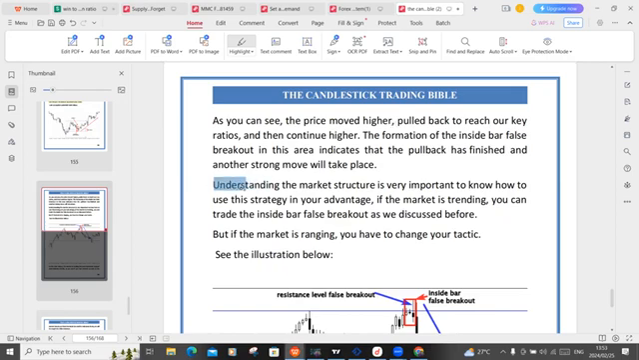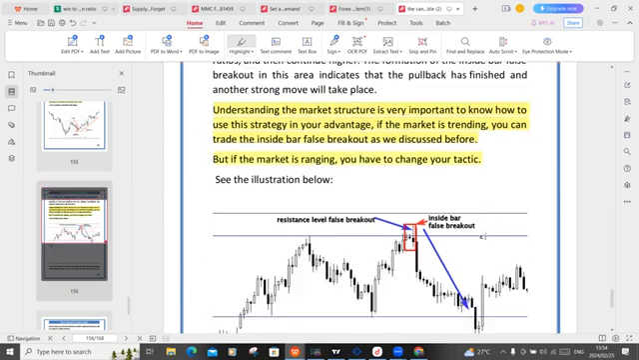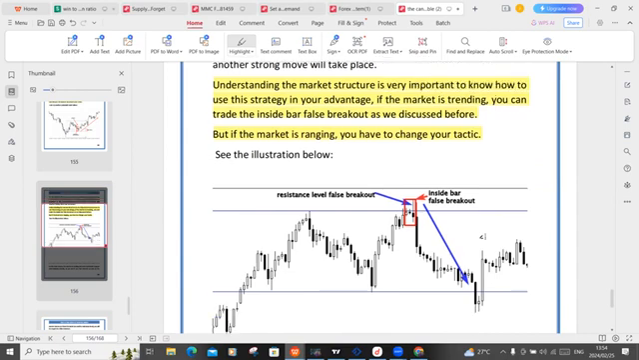Understanding the market structure is very important. That's what I was trying to highlight. Understanding the market structure is very important to know how to use this strategy to your advantage. If the market is trending, you can trade the inside bar false breakout as we discussed before. But if the market is ranging, you have to change your tactic. Please take note, guys. It's different weapons for different scenarios, right?